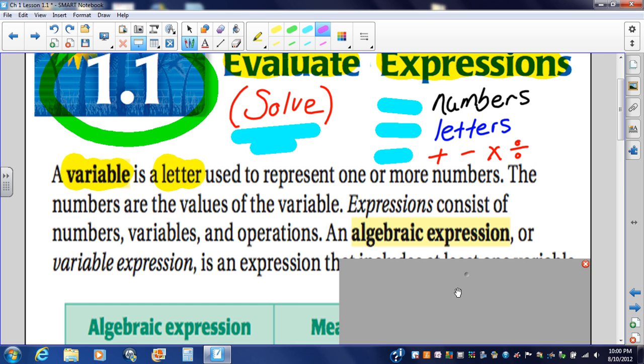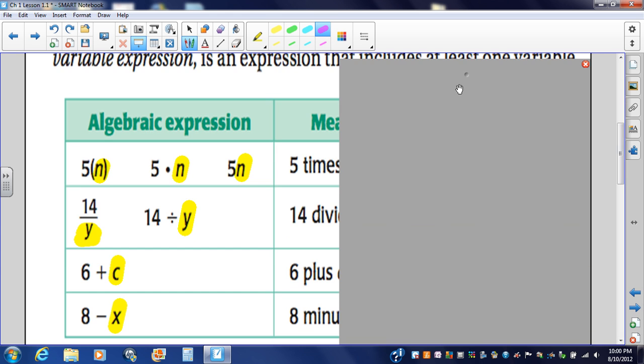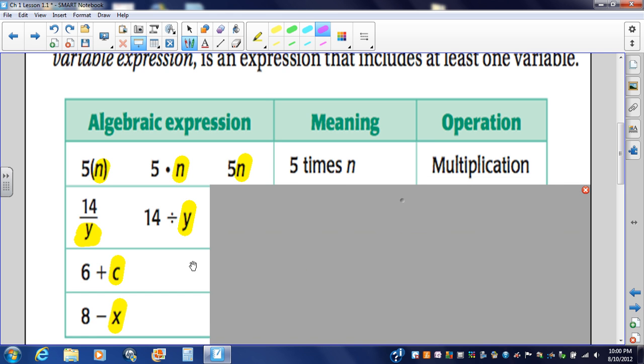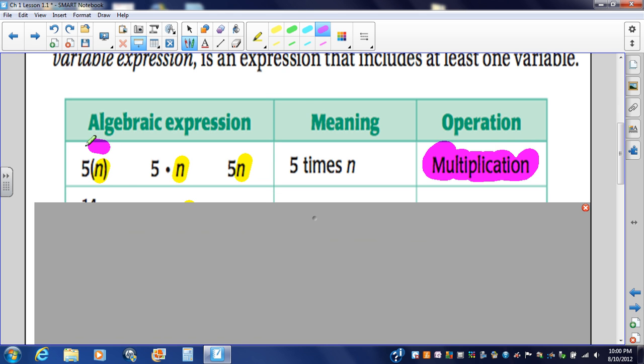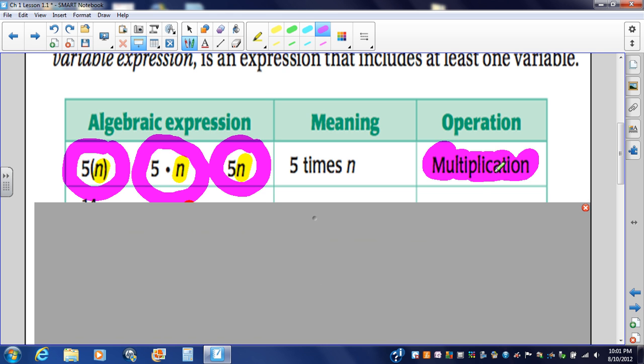If you would, please make yourself a note in your spiral that multiplication can be written several ways in math. Multiplication can be written with a number touching a letter in parentheses. This means a multiply. Multiplication can be written with a dot. And multiplication can be a number touching the variable. So on your paper, you should have multiplication and 3 different ways to symbolize multiplication.